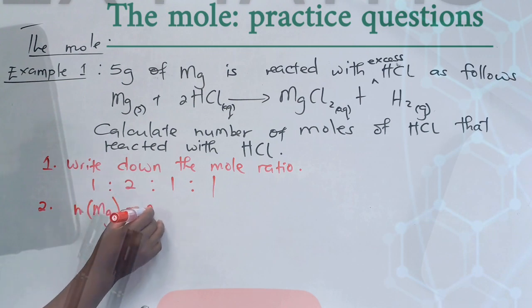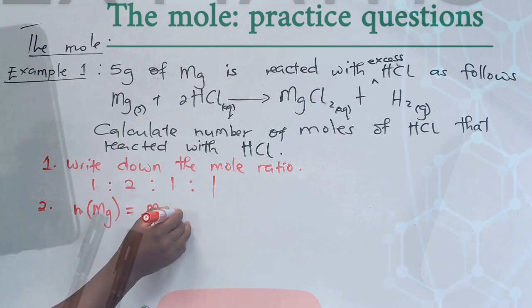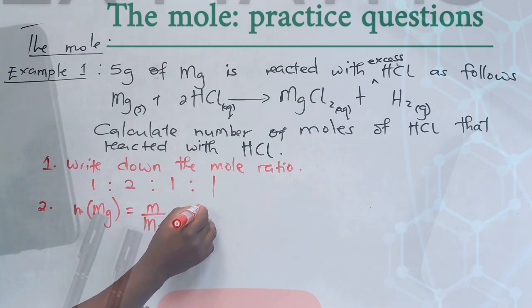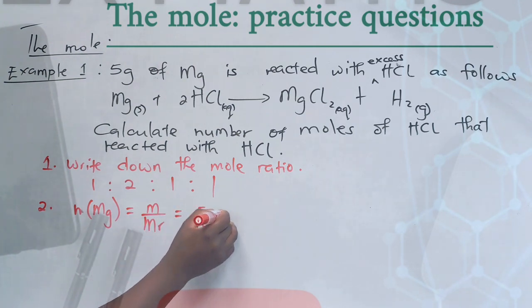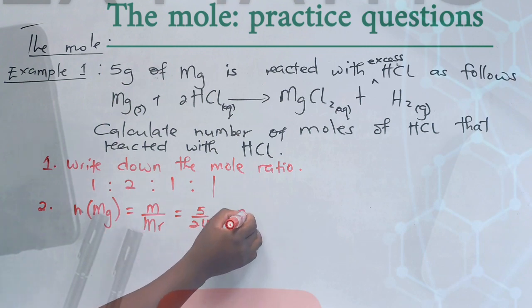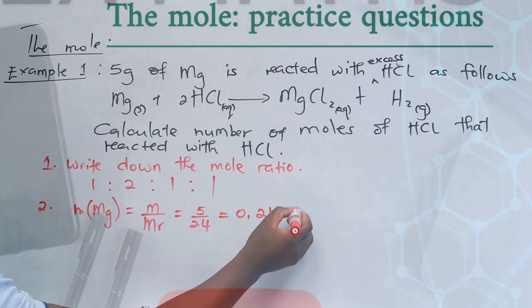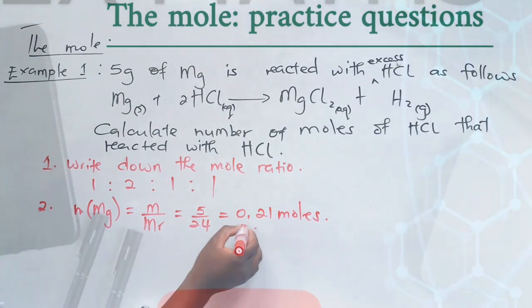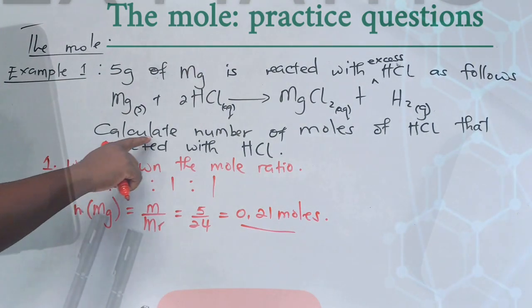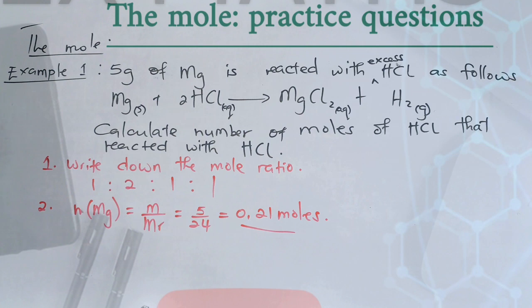This is equal to mass over molar mass. Our mass is 5 grams over 24, which is its molar mass, then we get 0.21 moles. But the question is asking to calculate the number of moles of hydrochloric acid that reacted. Then step number 3, now we find the new ratio. Write down the new ratio.